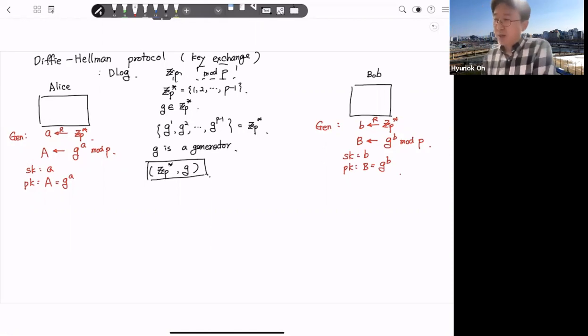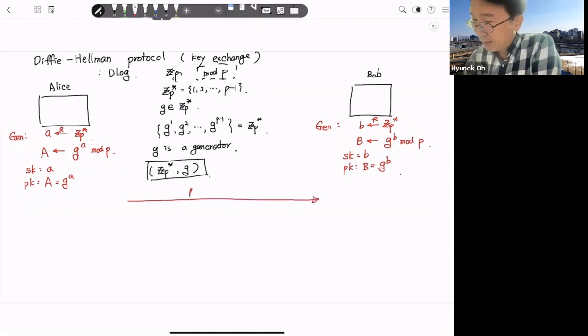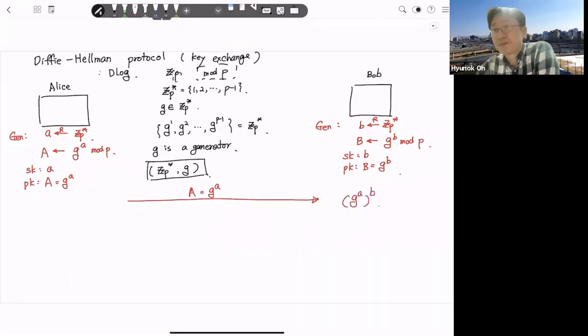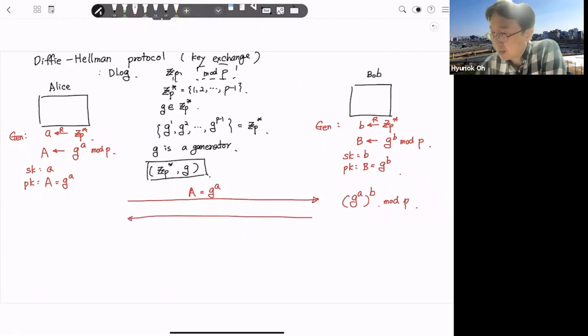So how do they establish the key? Alice is sending the large A, which is G to the a. Then Bob is computing G to the a to the b, right? Because Bob knows the b value. And Bob is sending the large B value, which is G to the b.